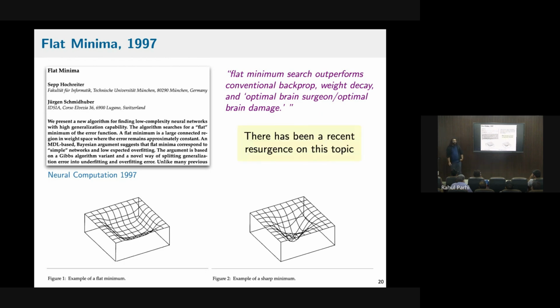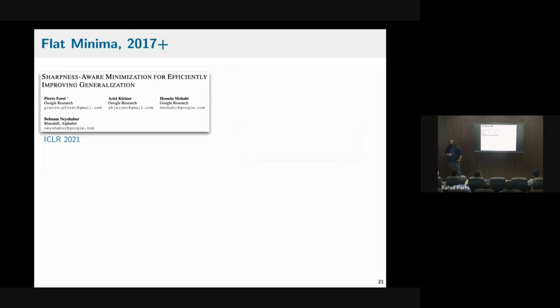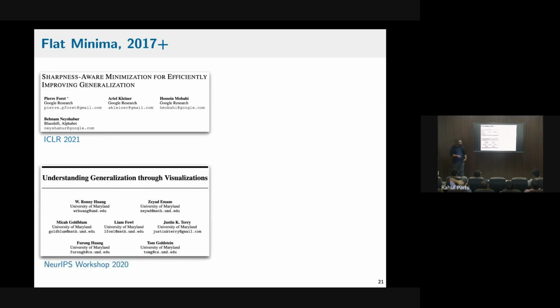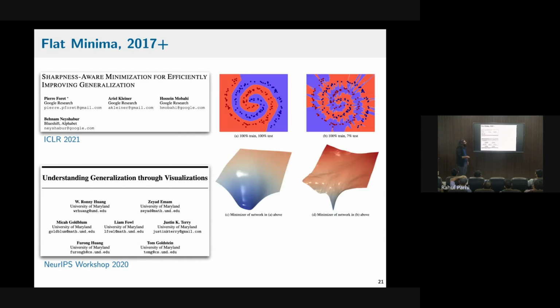There has been actually a lot of recent interest in this idea of looking at sharpness and flatness of the loss landscape in the last, maybe 10 years or so. So transporting ourselves 20 years forward from 1997, this is when sharpness-aware minimization came out. People here probably heard about it. It had a lot of hype. There's also this very cool paper called Understanding Generalization Through Visualizations. I like this paper in particular because, as the name suggests, it has nice visualizations. So I'll show you some of those right now.